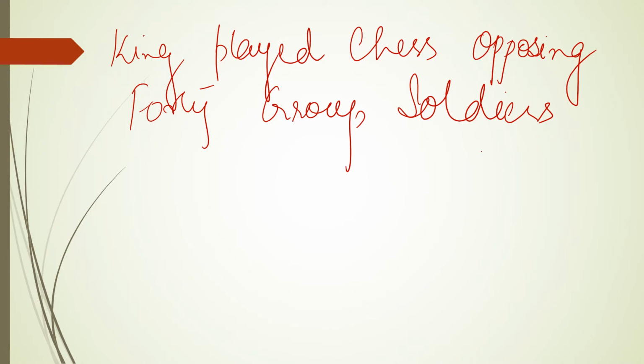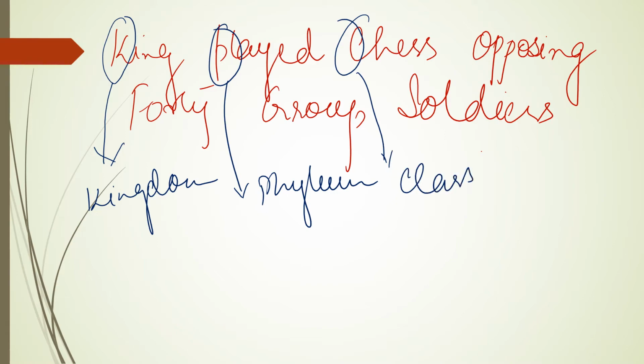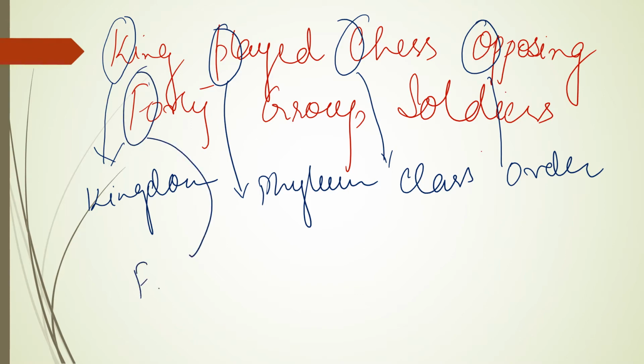Now if you take the first letter of each, K comes for kingdom. Then after kingdom, P comes for phylum. Then comes C, chess, that is class. Then comes O, that is order. Then comes 40, F, that is family. Then comes G, that is genus.